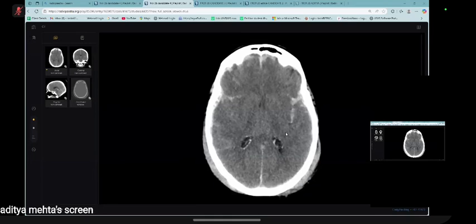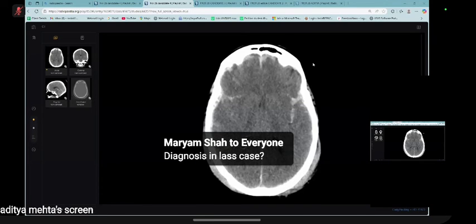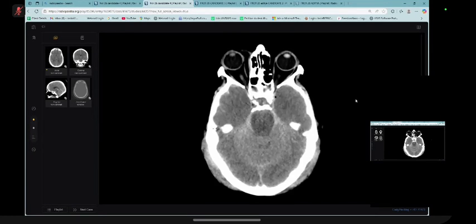So this is a 70-year-old female patient who had a very difficult motor vehicle collision. She has a very low GCS score, just 3. Please tell me, what do you think about this patient? What is the problem at the moment and what to do next?